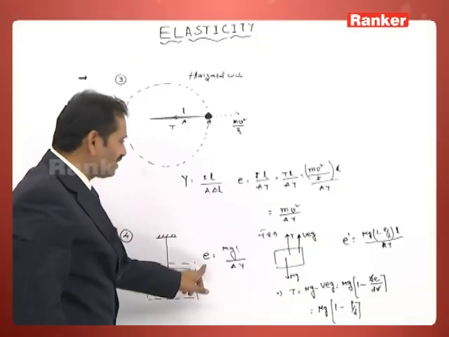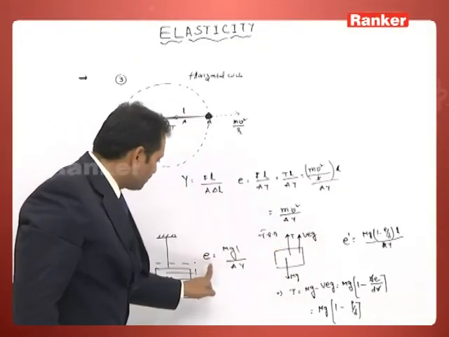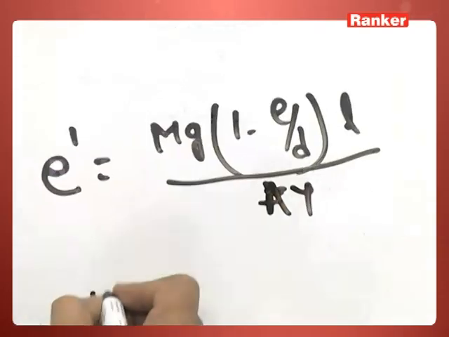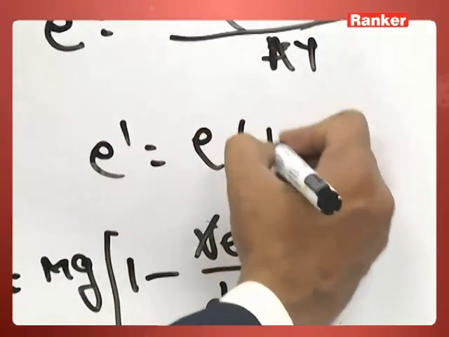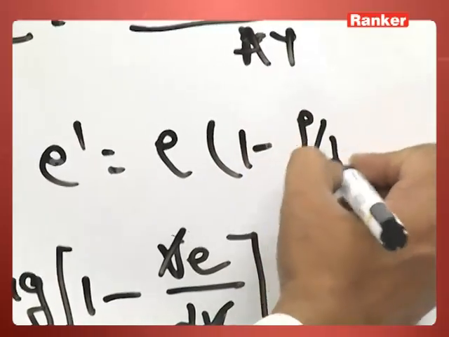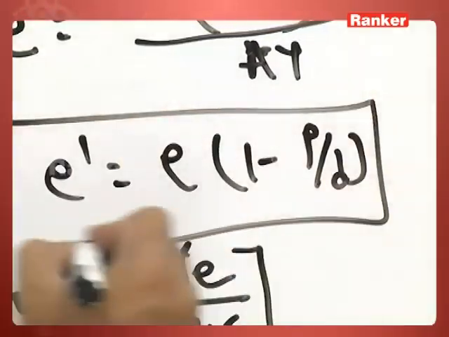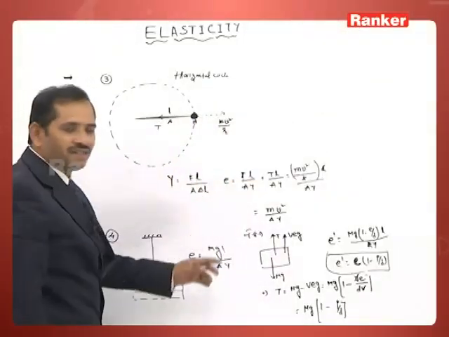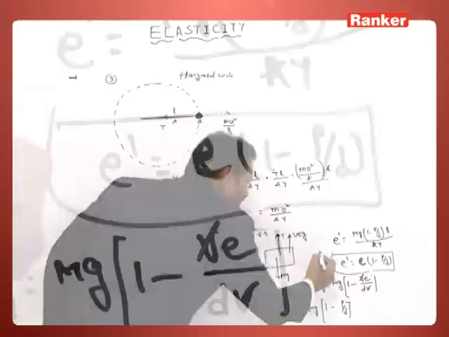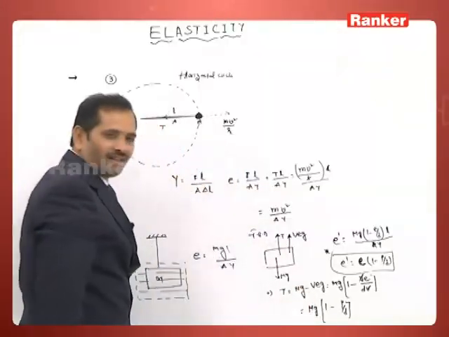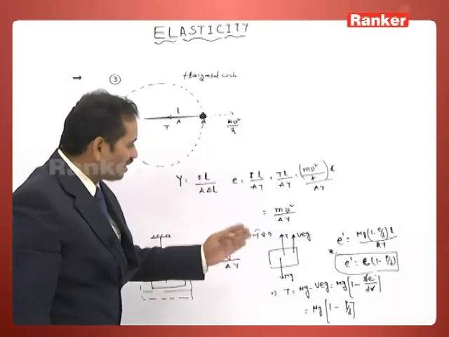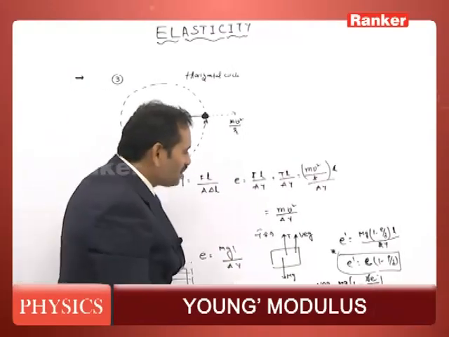From this and this equation, you can say very easily extension E dash equal to E into 1 minus rho by d. So the conclusion is, in water extension decreases. How much? By the factor 1 minus rho by d.